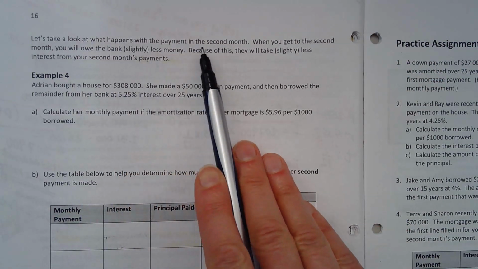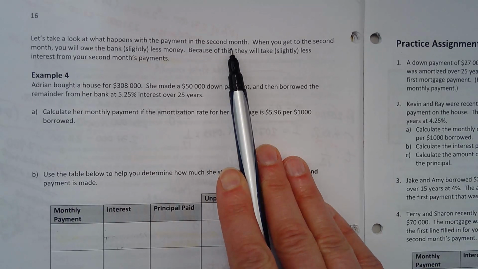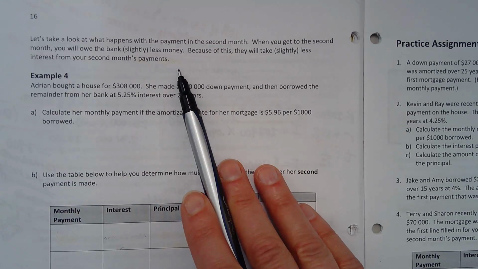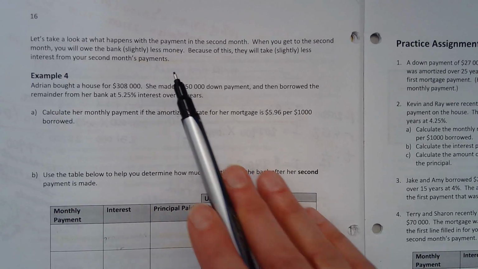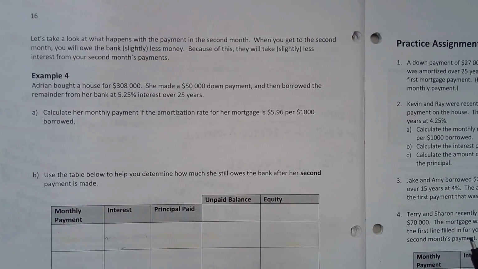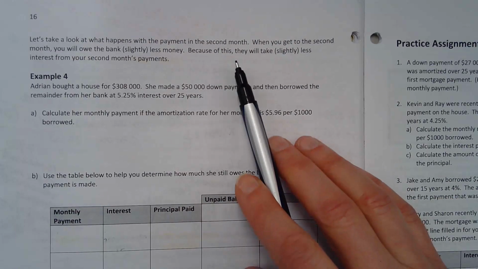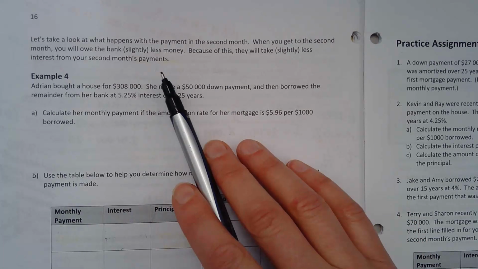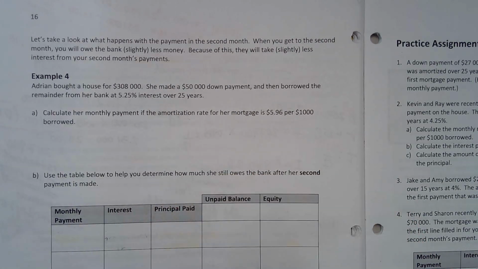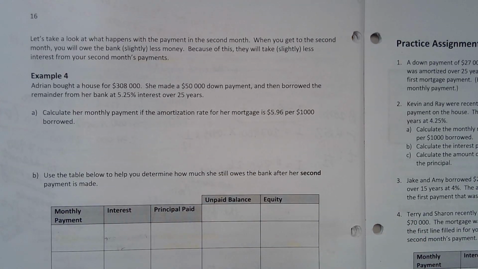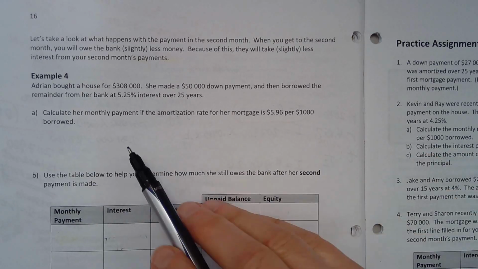Let's take a look at what happens with the payment in the second month. When you get to the second month, you will owe slightly less, because that principal part of your mortgage payment has gone to pay off a little bit of your loan. So that's going to change all the numbers for the second month. Because of this, the interest will be slightly lower, because remember that they calculate interest on what you owe. So every month you owe a little less, and your interest will be a little less. That's a good thing, right? Every month the bank gets paid a little less for their interest part, which means you get to keep a little more for your house loan.